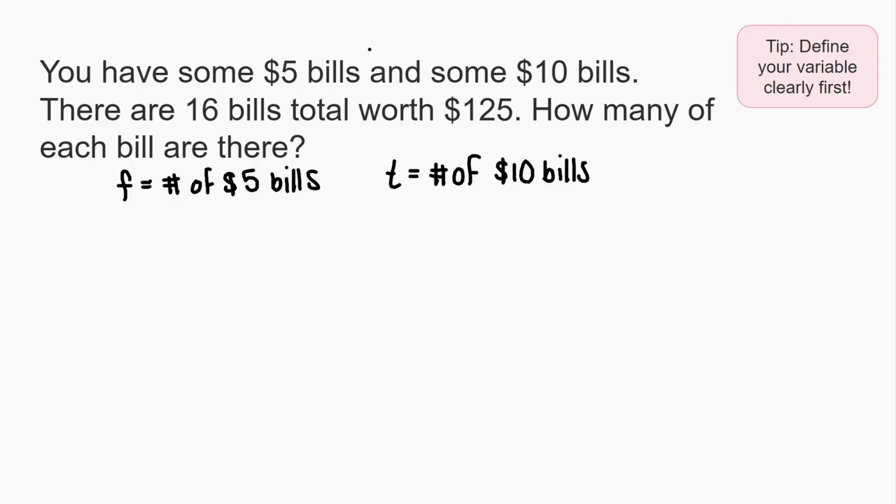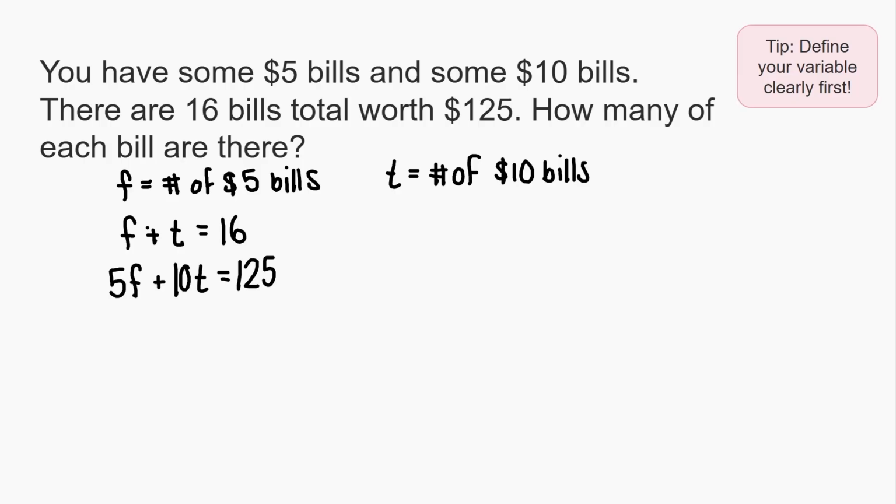So first, we know that we have 16 bills total, so we know f plus t should equal 16. And we know that total, they're worth $125. So that one means that we can do 5 times f, because with every increase of a $5 bill, you have $5 more, plus 10 times t, because every time you have a $10 bill, you add $10 in value, which equals 125.